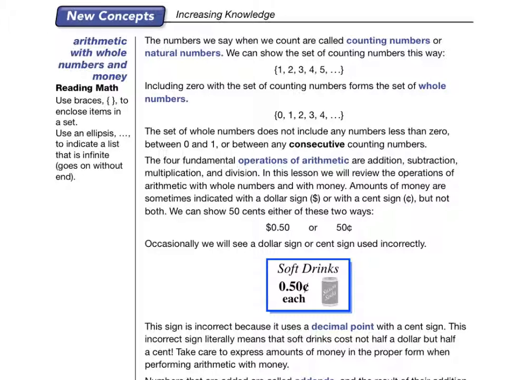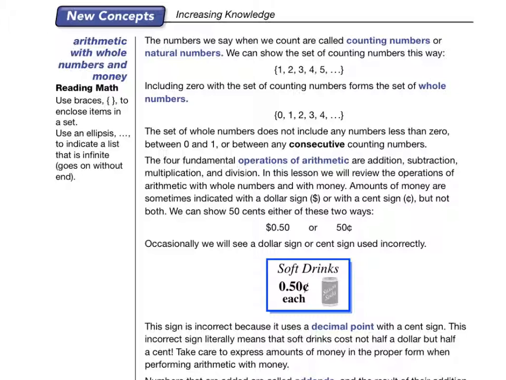So let's start. I want you to write down counting numbers. Counting numbers or natural numbers, those are the same thing. The counting numbers are the numbers when we count. Notice it doesn't include 0. So it's 1, 2, 3, 4, 5 and on forever. So write that down. Then if you want to include 0 in the numbers, those are whole numbers.